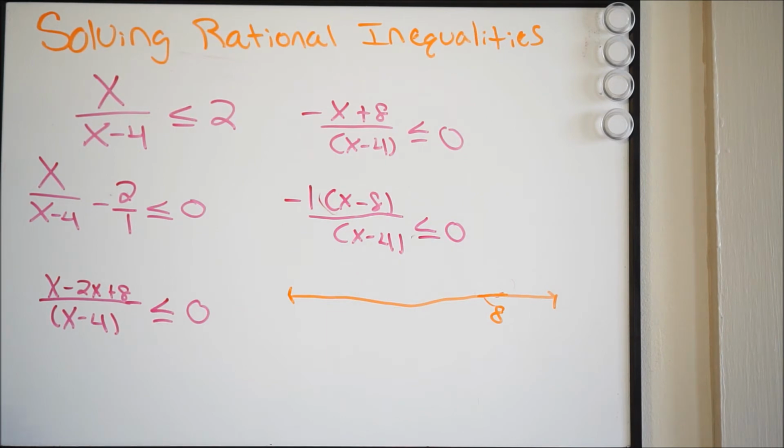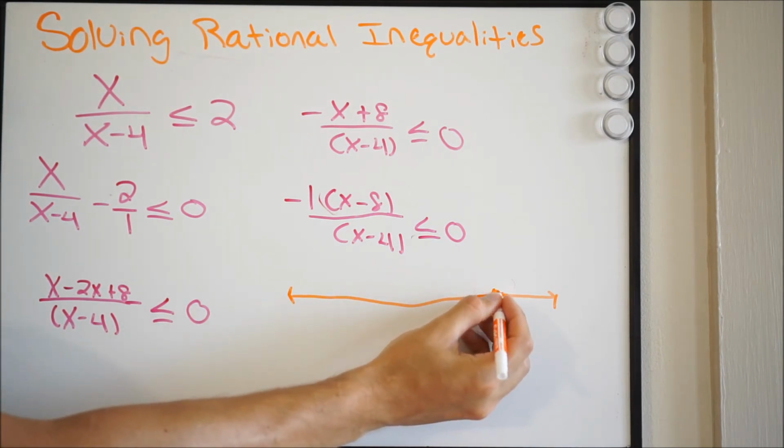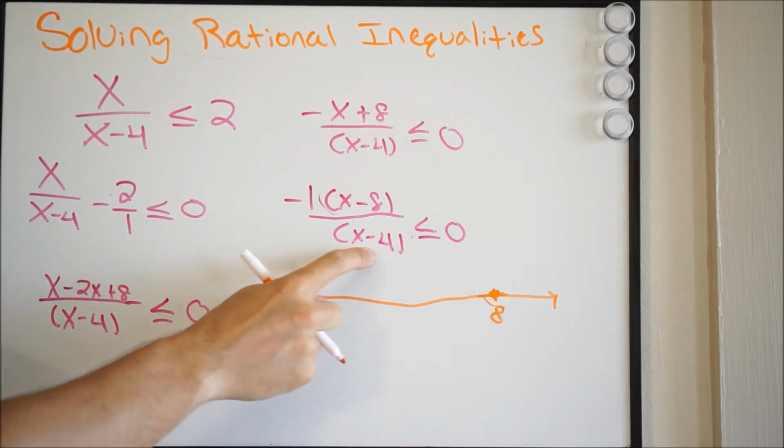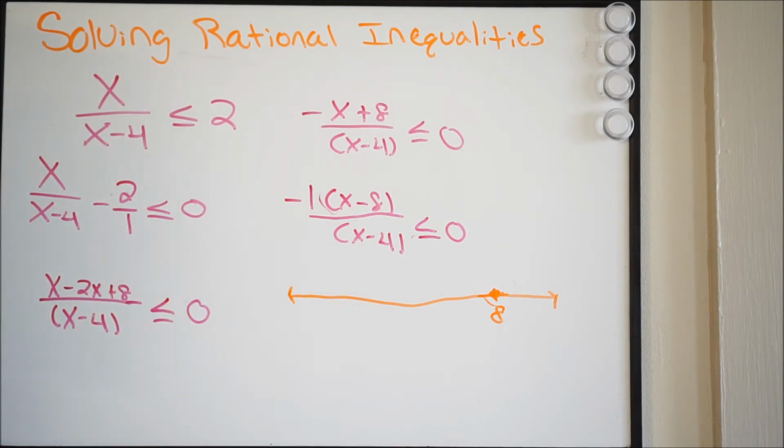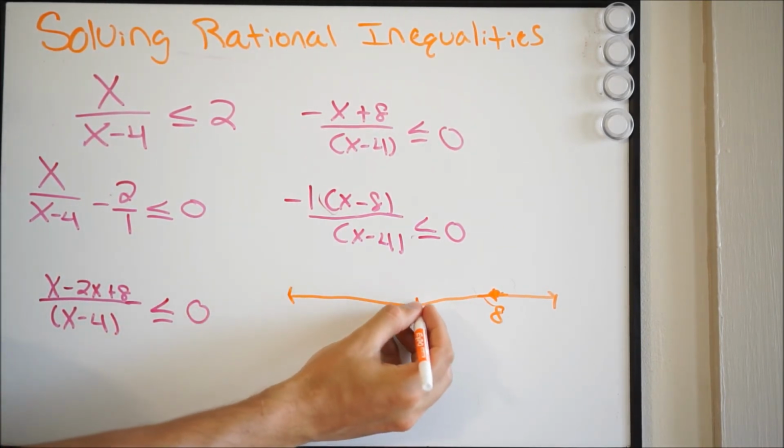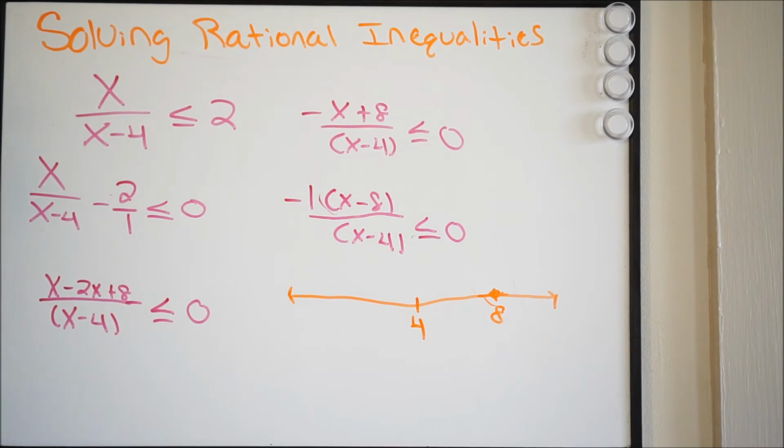So again, we determine it's going to be a closed circle. Let's look at our other factor. When we solve it, we're just going to get 4 here. So I'm going to go 4, and let's determine what I'm going to put there. Is it going to be an open or closed circle?